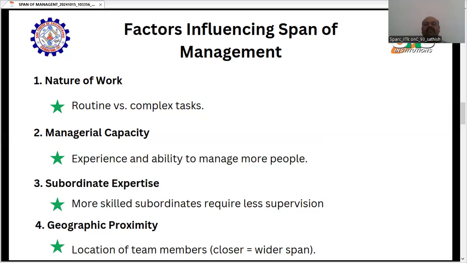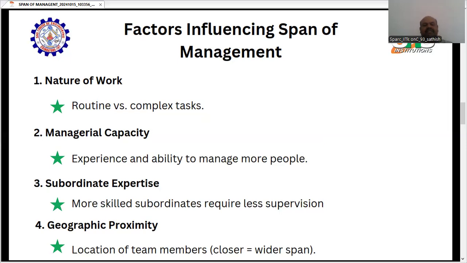Subordinate expertise: more skilled subordinates require less supervision. This is very, very important in efficient management. Whenever you choose a subordinate and the subordinate's skill is more, he can take decisions on his own. So he requires less supervision, and the loyalty of every subordinate is very important. Honesty, loyalty, and character, all the points like this are very important for the subordinates, and they will be highly skilled if they have all these characteristics, and they require less supervision and can be removed from the supervision list so that they are self-supervised and they will perform their duties very, very efficiently.